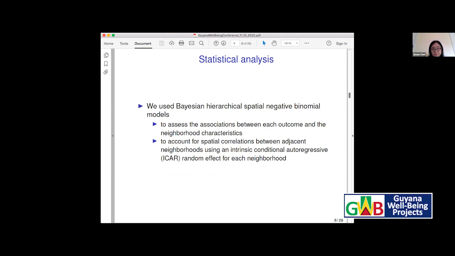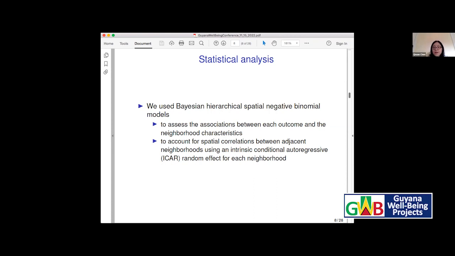For statistical analysis, because it's count data, we use a negative binomial model. Typically, when you have count data, the first thing we think about is Poisson regression. But Poisson regression has a very strong assumption: it requires the mean and variance of the count to be the same. But in our data set, our data have more variation, so our variance is actually larger than the mean. In this case, in statistics, we typically recommend using a negative binomial model instead of a Poisson regression model.